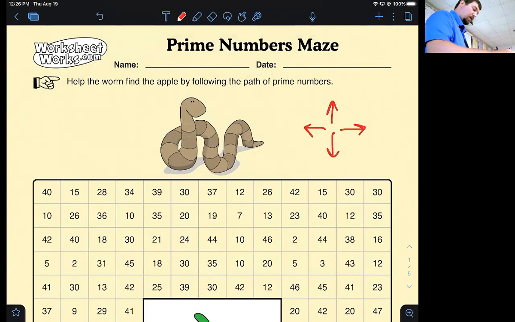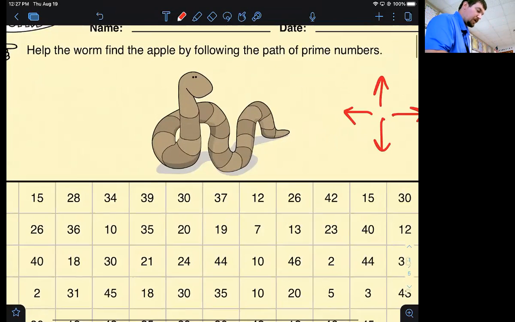Aaron, what do you think our prime number is on the top row? 15. Not 15. 5 can go into 15, 5 and 3. Natalie? 39? No, that's not prime either. 3 can go into 39, 3 and 13. What do you think it is, Hunter? 37. It's 37.